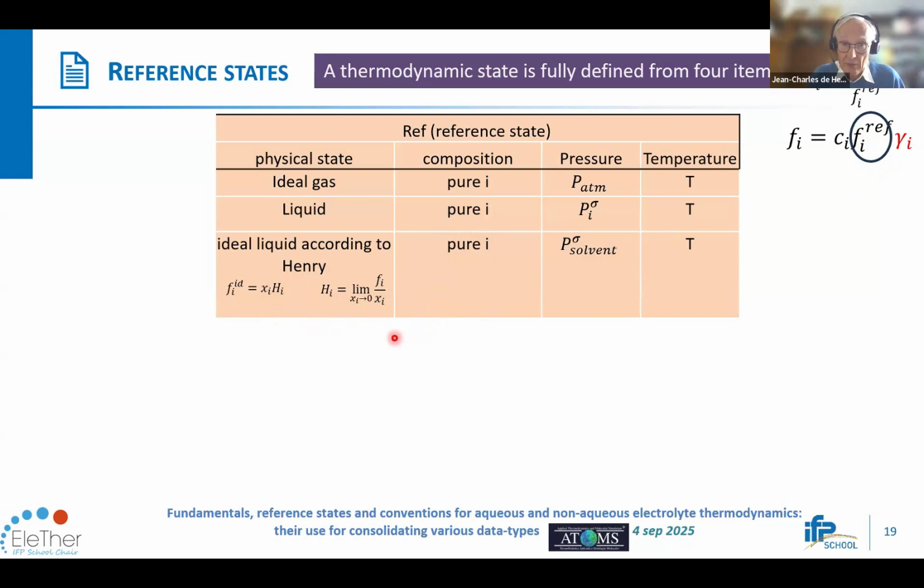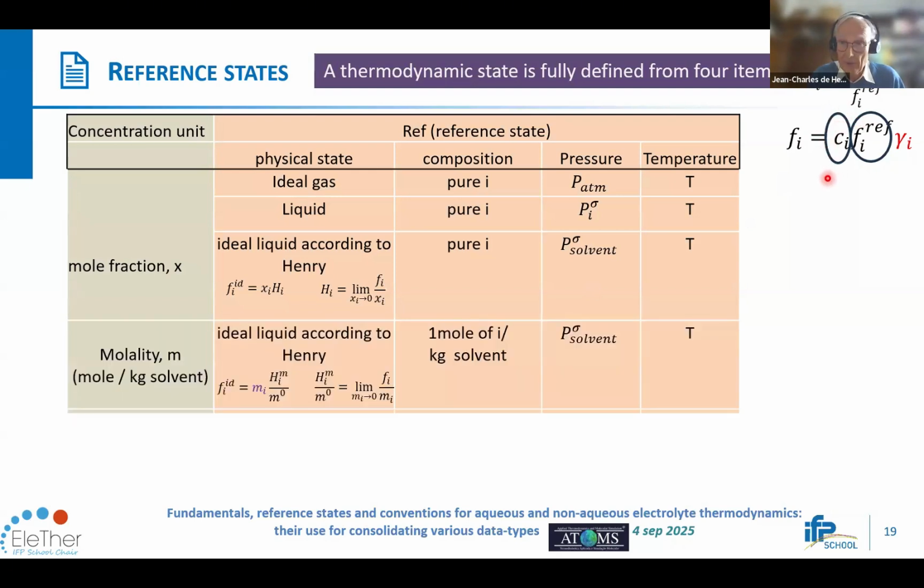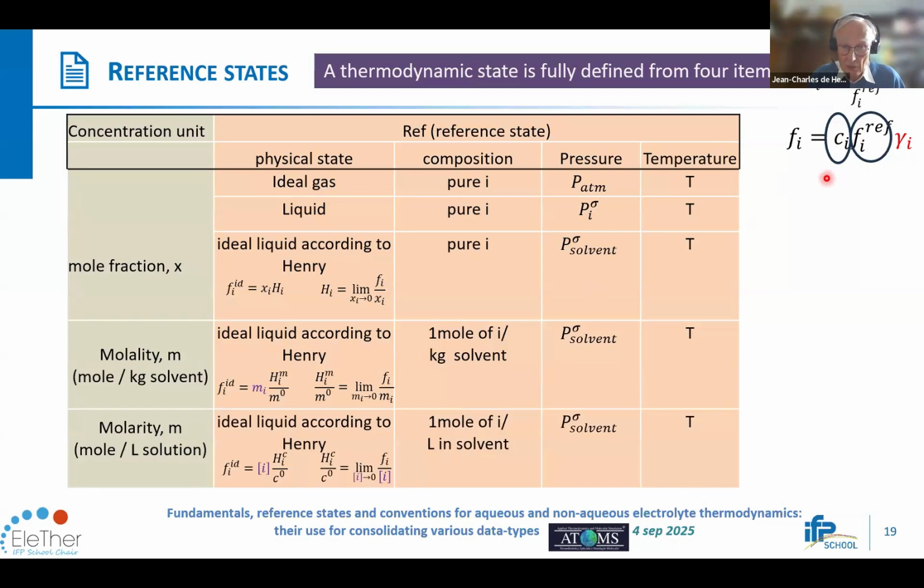Now, this is fine. But when we look at the results of our chemists who are measuring the chemical equilibrium as a function of composition, they use other types of concentration units. We use mole fractions, but these people may use molality or may use molarity as a reference state. And this changes the physical state definition. And also, very often not stated, the composition, okay?